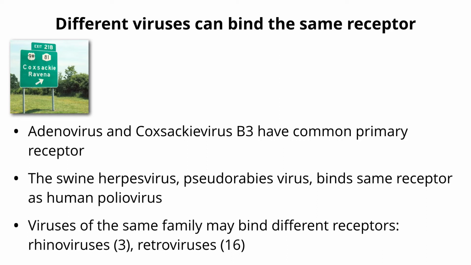I don't expect you to remember any of these receptors. I just want you to know that there's lots of variation in what a virus binds. But the virus usually binds whatever receptor that it initially is bound to. So poliovirus binds one receptor. That doesn't change. The retroviruses bind 16 different receptors, and that doesn't change. Did you have a question?